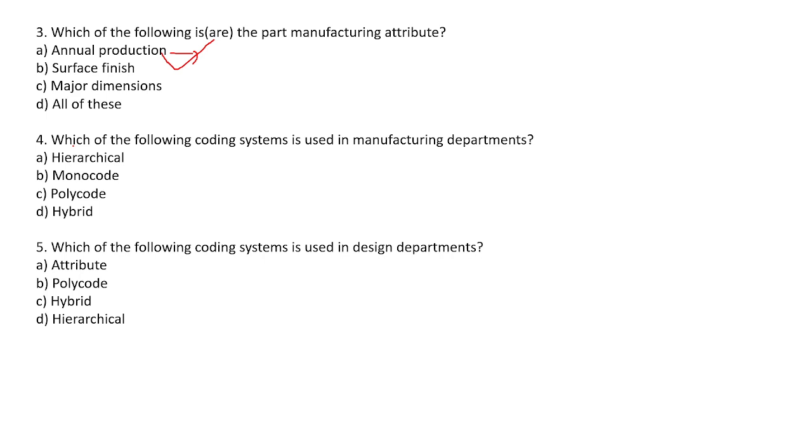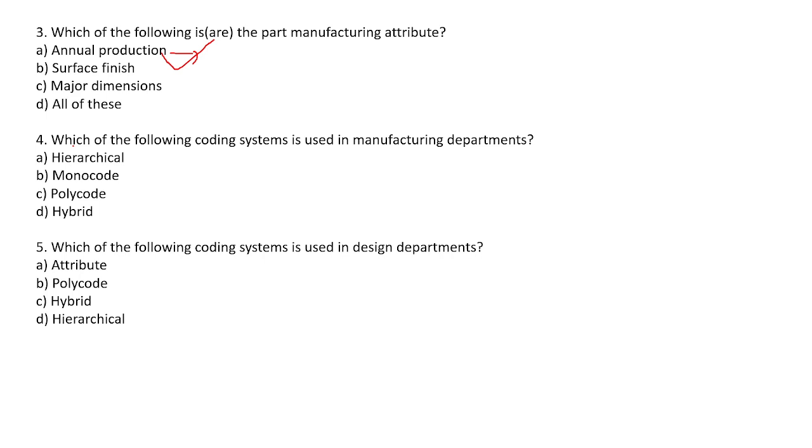If we go to a bank or post office, we can see railway PNRs and also flight PNRs. There are unique codes that are used differently in different sectors. Similarly, in manufacturing systems, in design departments or manufacturing departments, some coding systems are used.